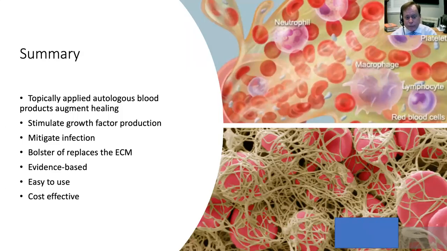So in summary, topically applied autologous blood products clearly can augment healing. They stimulate growth factor production. They have the potential to mitigate infection. They bolster or replace the extracellular matrix. They're evidence-based, and I think that evidence continues to grow. We've had multiple papers published. We've had multiple posters, and the randomized control trial and the registry will certainly add to the body of knowledge with this particular therapy. It's very, very easy to use.